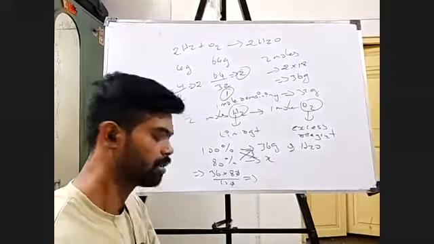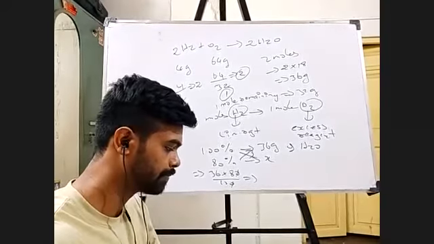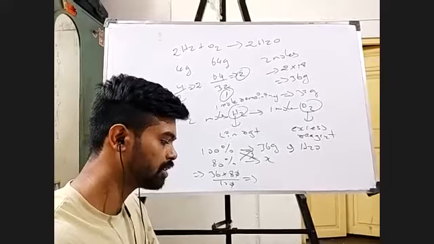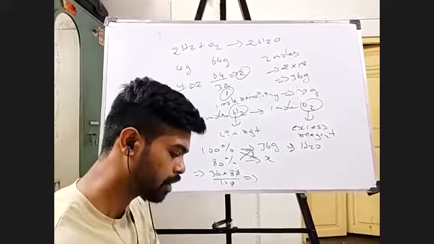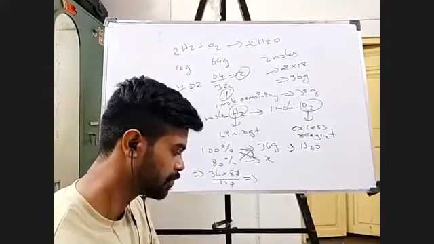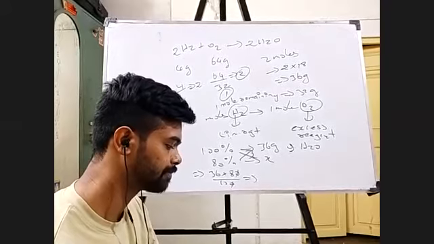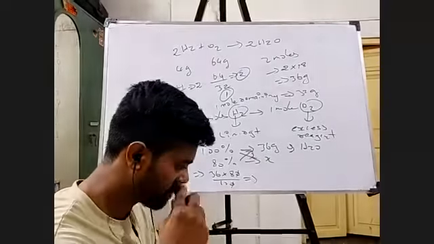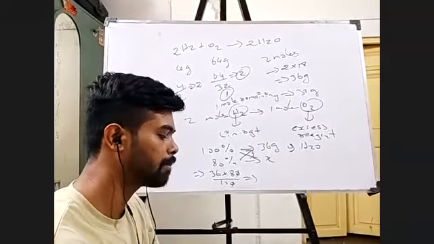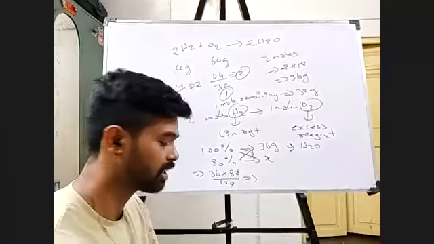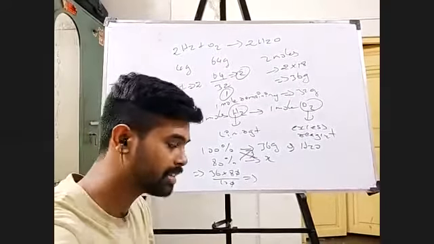Take down: 17 grams of ammonia is mixed with the same mass of HCl. The question is, find the mass of NH4Cl.